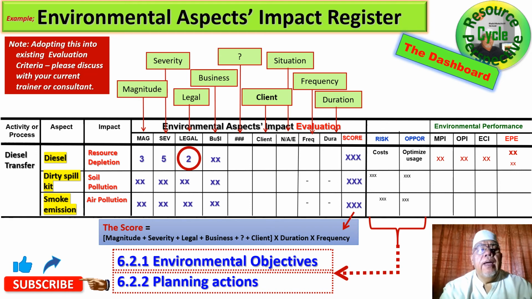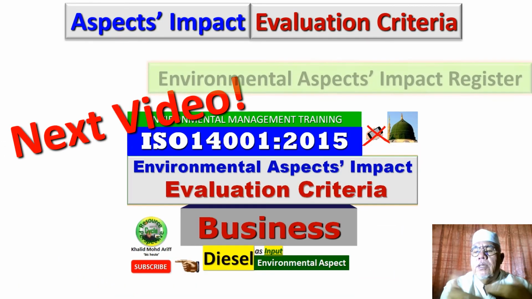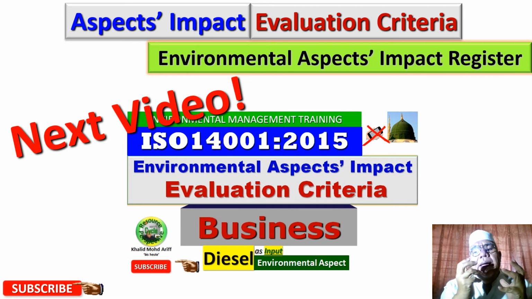Please stay tuned. And I promise you, at the end of this evaluation, after we've come up with the score, inshallah, we are going to do environmental performance evaluation to ensure that our environmental management system, especially the aspects impact register, conforms to the standard. All right, so now we have legal evaluation done. In the next video, we're going to evaluate business. Does this particular environmental aspect have business impact upon our company, upon our organization, as much as legal just now had an impact, but very low impact.